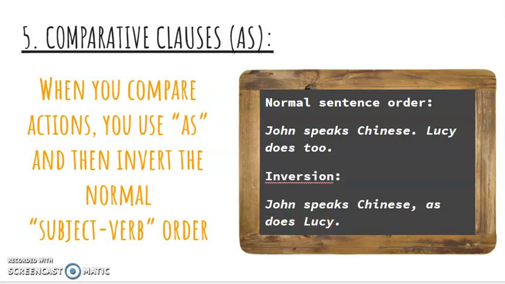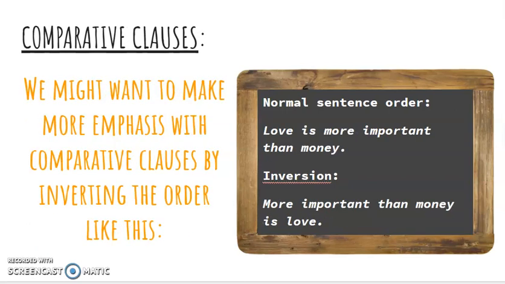And apart from comparative clauses with "as," we can simply use inversions with normal, ordinary comparative clauses. For example, a sentence like "Love is more important than money." If we want to make it more emphatic, by using this comparative, we can use an inversion and bring this part of the sentence to the beginning, "more important than money," then the verb, then the subject. "More important than money is love." All right? Again, the purpose is exactly the same. What we're doing is making more emphasis, right?